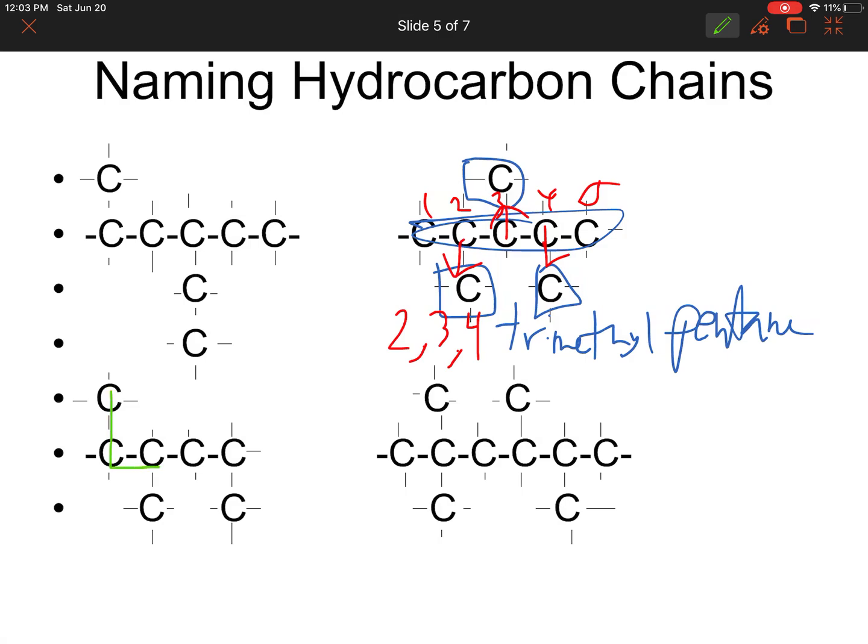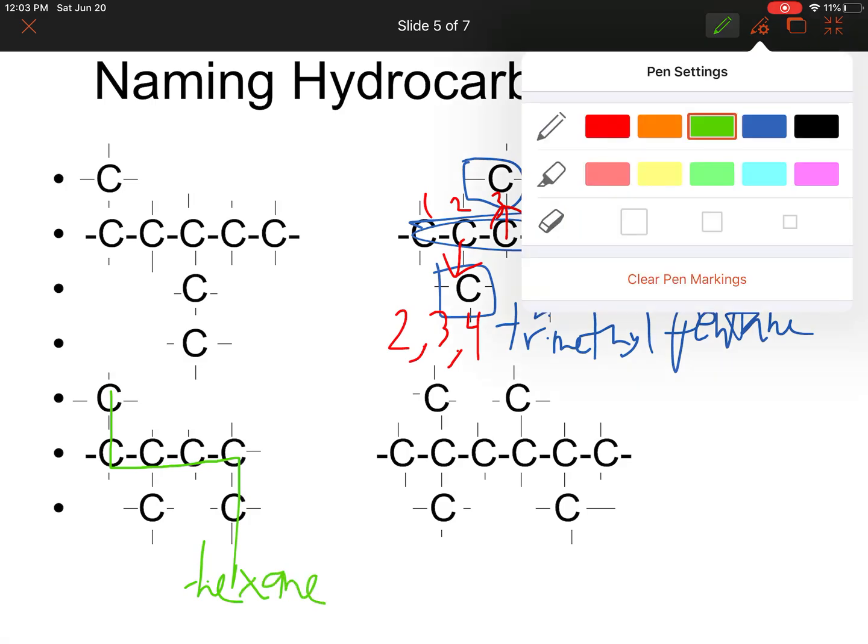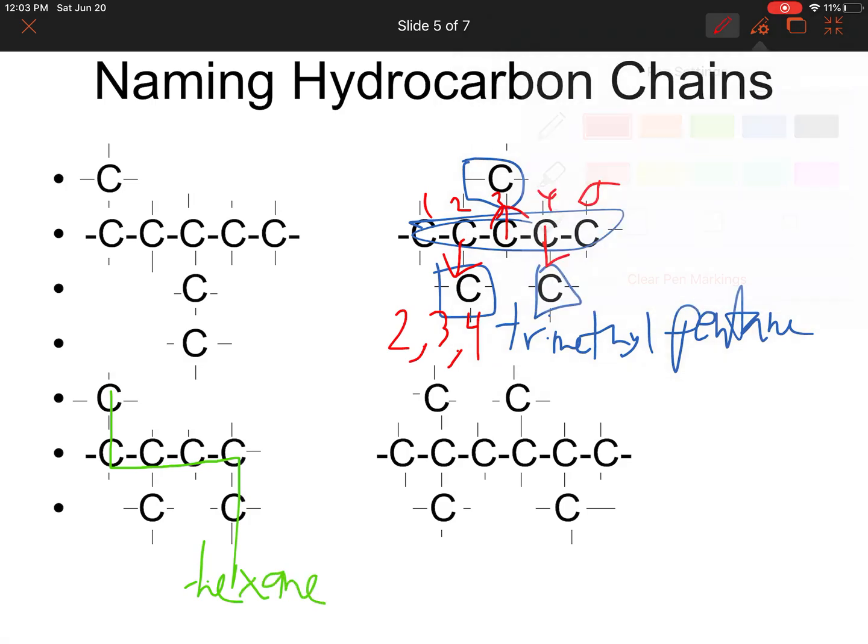See the long chain. 1, 2, 3, 4, 5, 6. So that's hexane. There's a methyl here. Methyl. 1, 2, 3. Or 1, 2, 3, 4. Well, 3 is better, so 3 methyl.